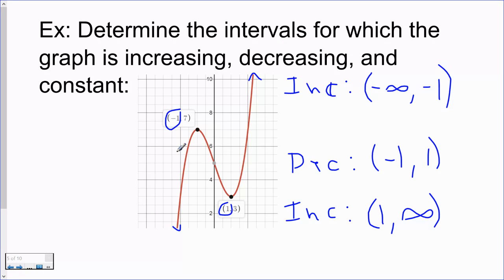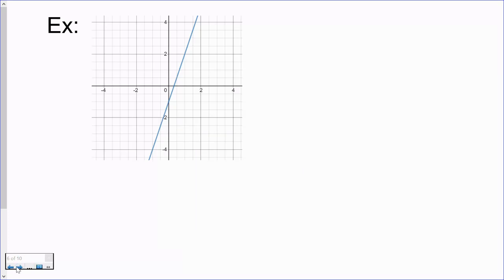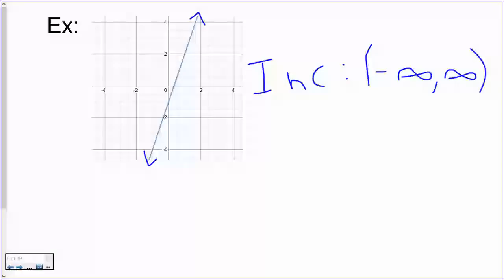And sometimes you only have one thing going on. In this case, I have 3 different intervals. Sometimes there's only one. It just depends on the function that you're looking at. Here's an example where, as I read this thing from left to right, it's just increasing the entire way. This thing is going up forever and ever. So when I say increasing, that's just from negative infinity to positive infinity. So sometimes there's only one thing going on, as opposed to the last example.